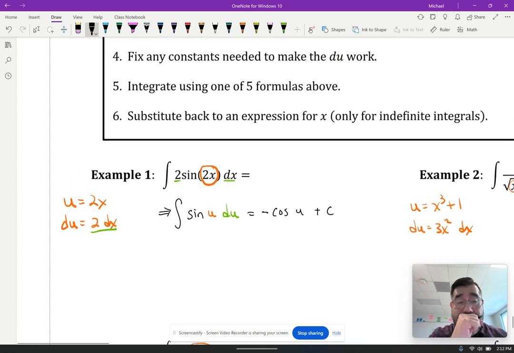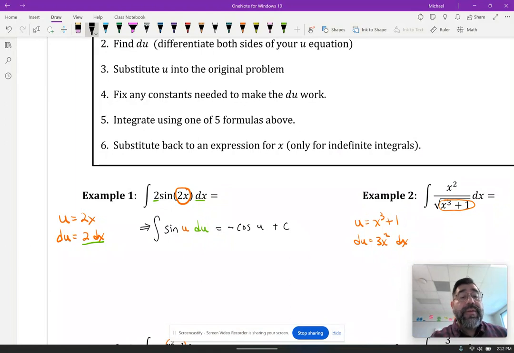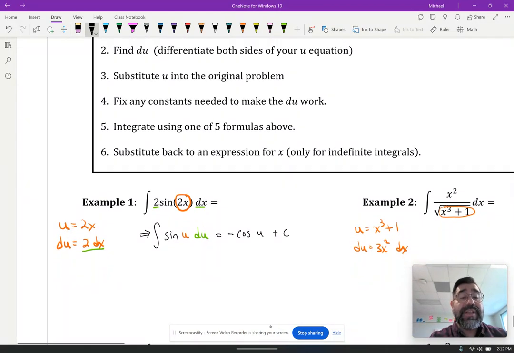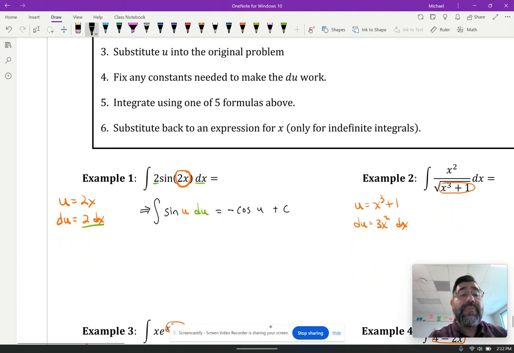And so here's what we did. We found u, identified the u, we found du. That was in the first video. Now we're going to substitute the u into the original problem, and we're going to fix any constants needed to make the du work. We didn't need to fix any constants because we had what we needed. We had 2 dx. I need a 2 dx to replace it with a du. And then I'm going to integrate using one of the antiderivative formulas. We did. And now the last step is, okay, now take it back to the original variable.